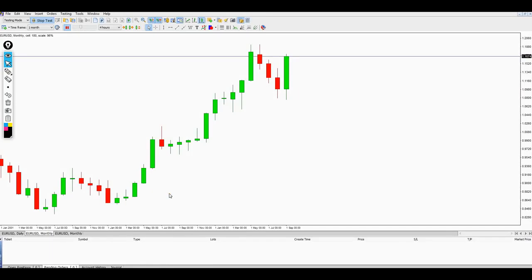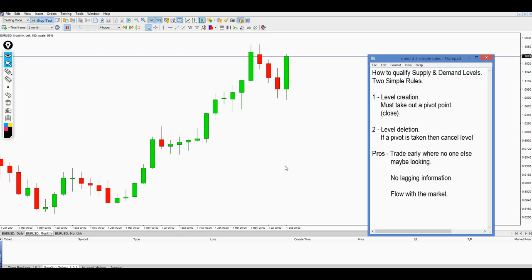This one is going to be specifically on the two simple rules that follow supply and demand, or how to qualify a supply or demand level and when to delete that level. So the rules are these. 1. The level creation. What creates a level? What validates an actual supply or demand level that I am interested in trading? And the second rule is the level deletion. What invalidates the level? And that is if a pivot point is taken out.